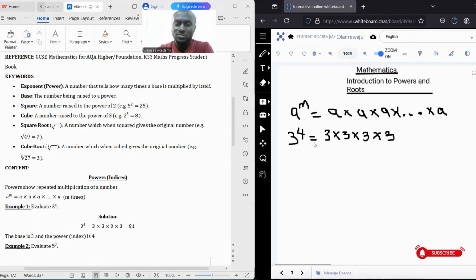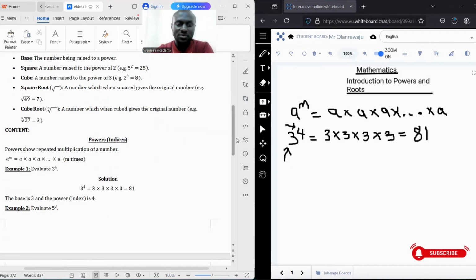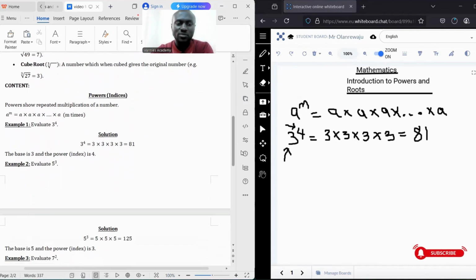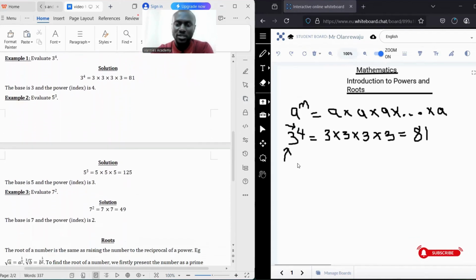So 3 raised to the power 4 is as good as 3 times 3 times 3 times 3, which is 3 in 4 places. Now, 3 times 3 times 3 times 3 equals 81. Therefore, we can say 3 raised to the power 4 equals 81. To better illustrate the point, the 3 here is referred to as the base, while the 4 here is referred to as the power.